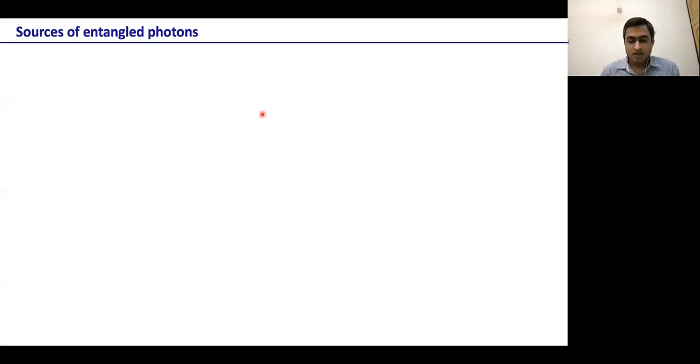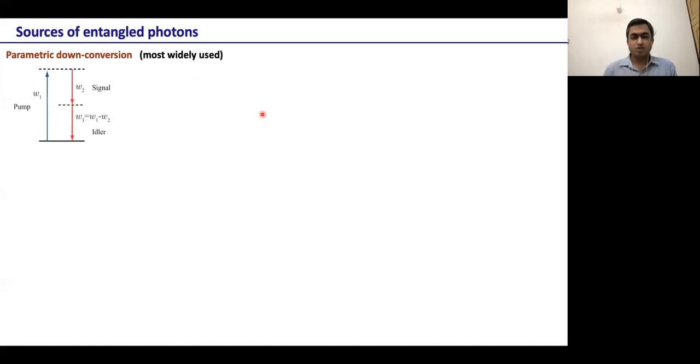Okay, so now this is more of the fundamental aspect. Now I just want to talk about one source of entangled photons, and I will discuss only one. This is called parametric down conversion, because this is the most widely used one. There are other sources; one of them is called four-wave mixing process, which also produces entangled photons. But I'll just discuss this one.